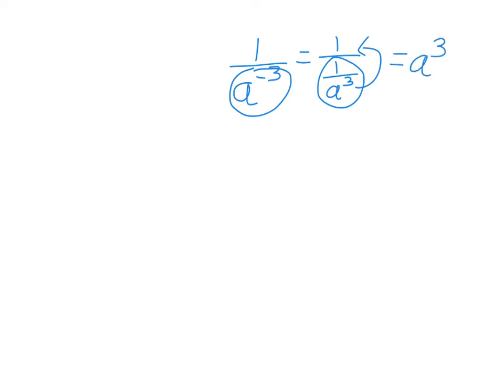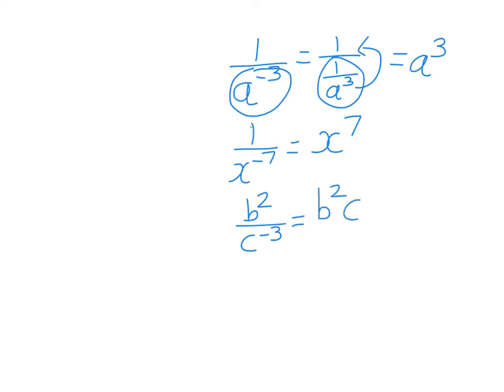So basically, if you have something with a negative power already on the bottom of a fraction, you can move it to the top. So let's have something like this. Let's say I have 1 over x to the power of minus 7. I can just move that to the top and write it with a positive power. What if I have something like b squared over c to the negative 3? Well, I can just keep the b squared and move the c to the power of negative 3 to the top, but I write it with a positive power.